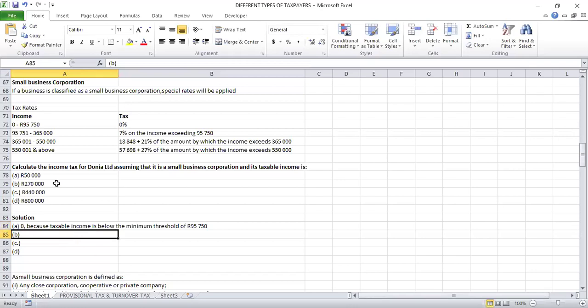Right? If they earn 270,000, they will fall in this bracket here. That means they will pay 270,000 minus 95,750, multiplied by 7%. What do we get?